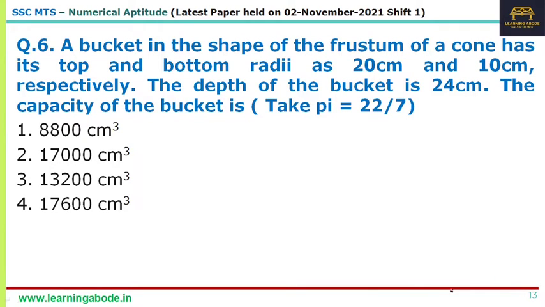Now the sixth question. A bucket is in the shape of a frustum of a cone and has its top and bottom radii as 20 centimeter and 10 centimeter respectively. The depth of the bucket is 24 centimeter. What is the capacity of the bucket? Capacity of the bucket here basically means the volume.